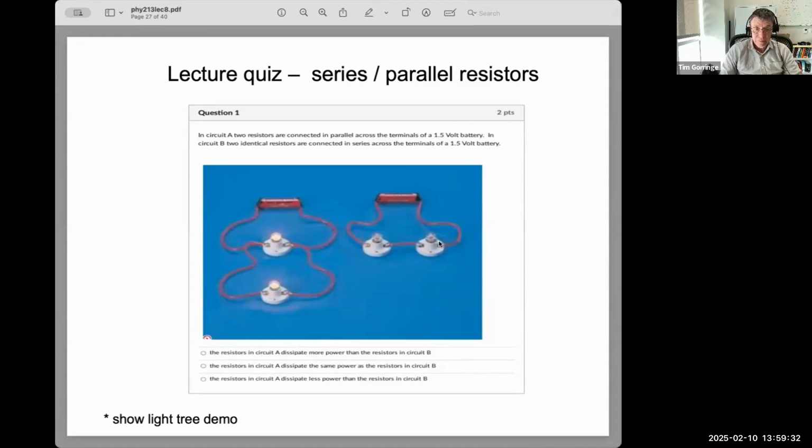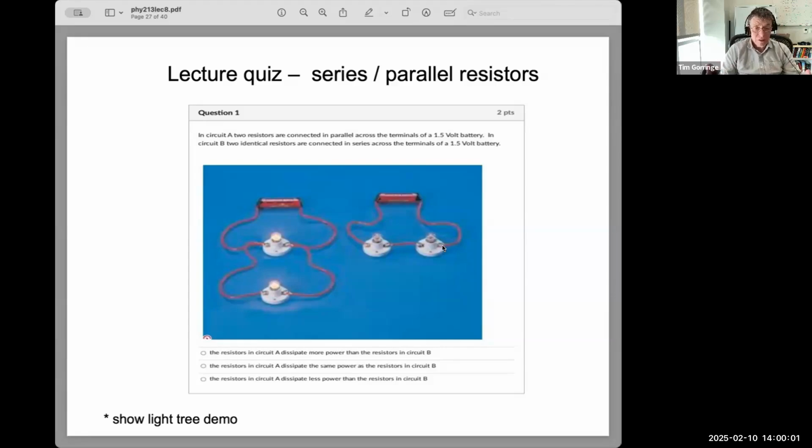Downstairs here, the two resistors, the two lamps, have to share the voltage. So of the 1.5 volts, only 3/4 of a volt is applied across this resistor, and the remaining 3/4 are applied across this resistor. So the resistors in the left-hand circuit have twice the voltage across them. And the resistors in the right-hand circuit have half as much voltage across them.